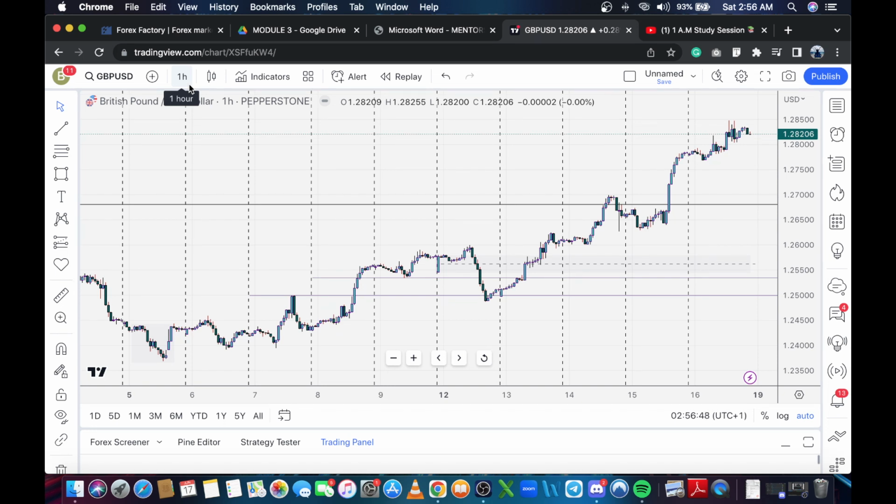But in the next lesson or video, we're going to go through an actual model, which is a one-shot, one-kill trend model. And this is something I'm going to have to take time to prep for. So I will get that to you tomorrow.